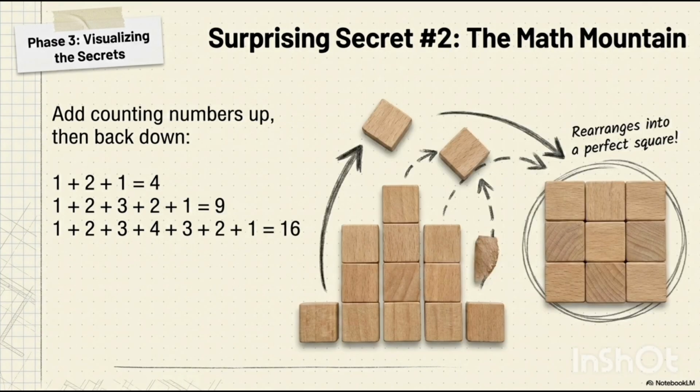Now we will see the math mountain. So what is this math mountain? So the first number is 1, then 2, then again we are putting 1 here. So it goes like this. It goes like a step going up and coming down again. So first it is 1 plus 2 plus 1 is equal to 4. 1 plus 2 plus 3 plus 2 plus 1 is 9. 1 plus 2 plus 3 plus 4 plus 3 plus 2 plus 1.